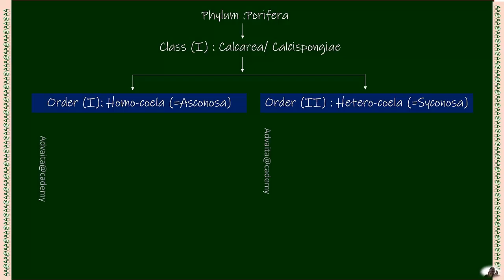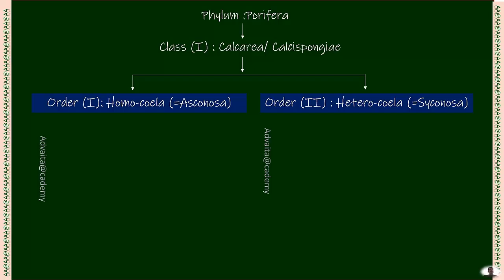Coela here is which cavity? What kind of cavity is there in poriferans? Yes, it is the spongocoel, also called the paragastric cavity. If this cavity is entirely lined by choanocytes, then the calcareous sponge belongs to Homocoela. And if their distribution is not uniform in the spongocoel, then it is called Heterocoela.